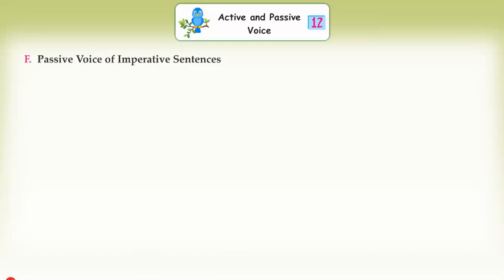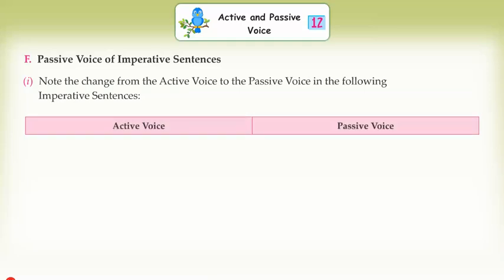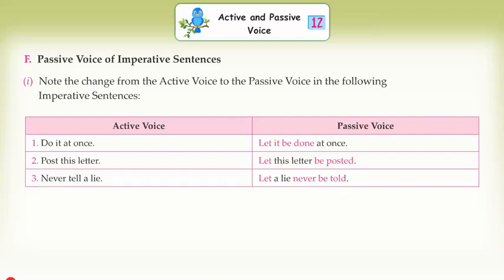F. Passive voice of imperative sentences. 1. Note the change from the active voice to the passive voice in the following imperative sentences. Active voice, passive voice. 1. Do it at once. Let it be done at once. 2. Post this letter. Let this letter be posted.